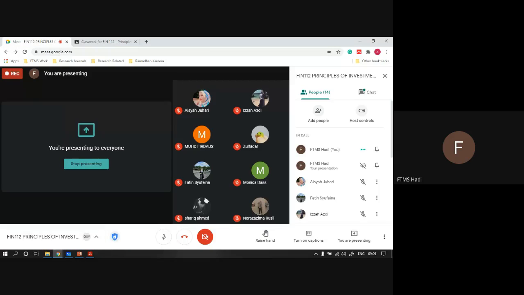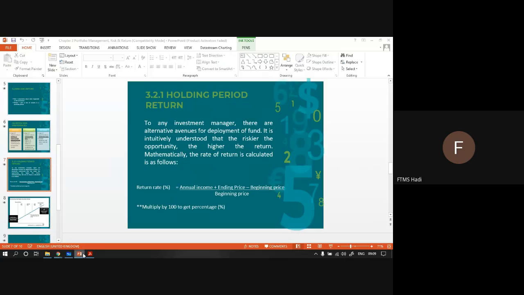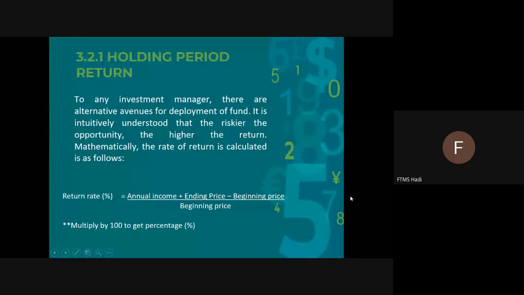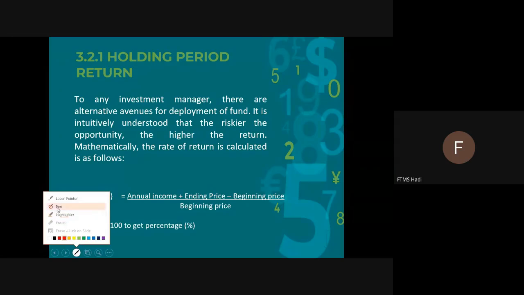Okay, so let's continue with the next part, which is calculation. I hope that you will pay attention for this one, because it's quite easy. I can say that it's quite easy, and you may understand later on.